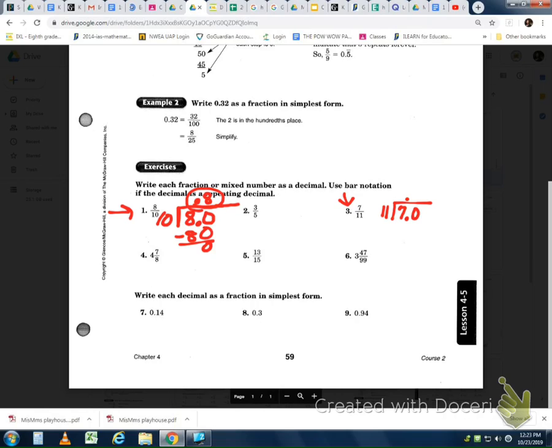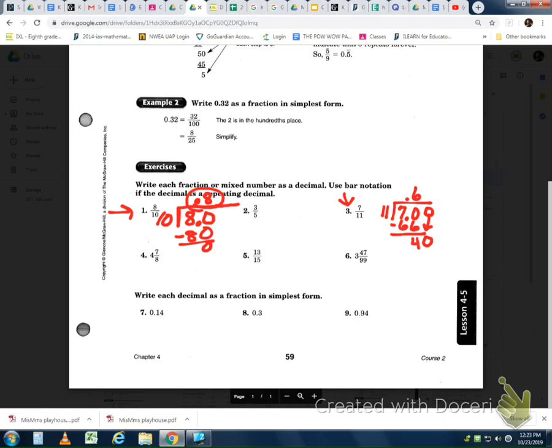So maybe we should try what, Trevor? 6. 11 goes into 70 six times. And what is 6 times 11? 66. So 66, and I'm going to subtract. And 70 minus 66, how many is that? 4. There's still a remainder, so we've got to add another 0 and bring it down.